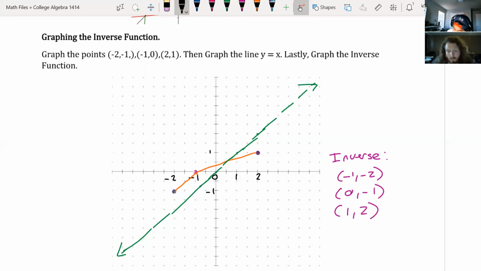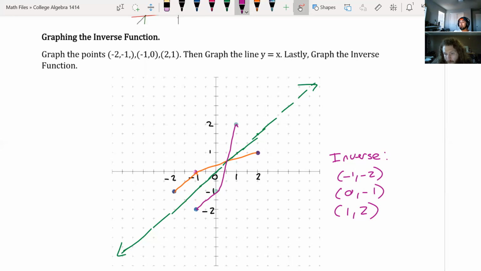So I need to go up to 2 now. So that'll be -2 and that'll be 2. Okay. So -1, -2 right there. And then 0, -1, and then 1, 2. There we go.